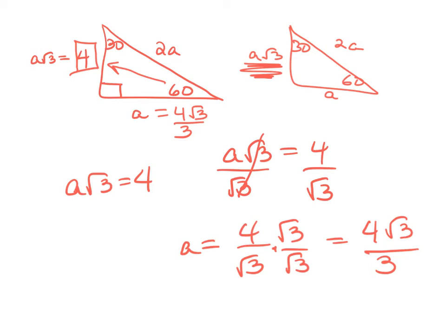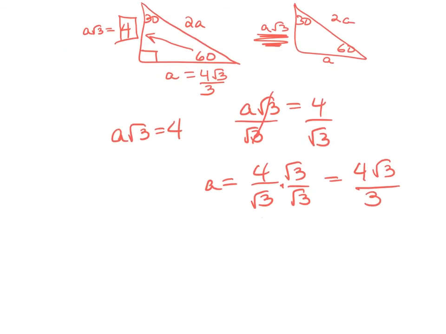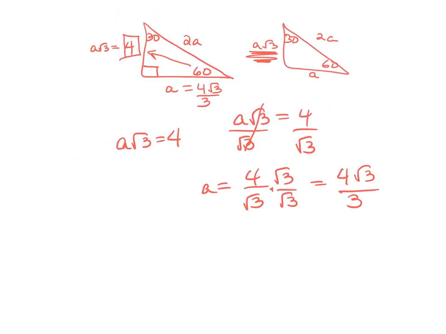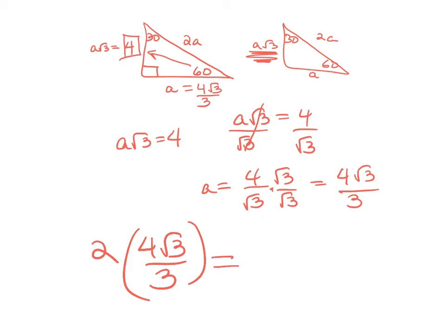And now, how do I find out what 2A equals? Multiplying 4 square root 3 over 3 times 2. Okay, good. So I'm going to multiply this by 2. What do I get? I'm going to multiply outside by outside, so 2 times 4, and I get 8 square root 3, and then I would do 1 times 3, and that just gives me over 3.